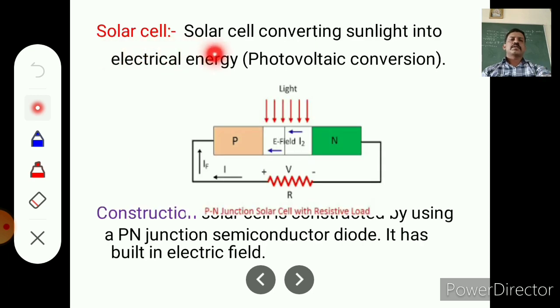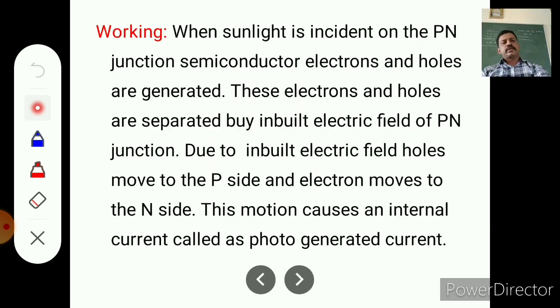Solar cell: a solar cell converts sunlight into electric energy, that is photovoltaic conversion. Here the light is incident at this middle region. Here it is p-type semiconductor, here it is n-type semiconductor. The construction of a solar cell is a p-n junction semiconductor diode with a built-in electric field. The circuit diagram of the solar cell is shown here.